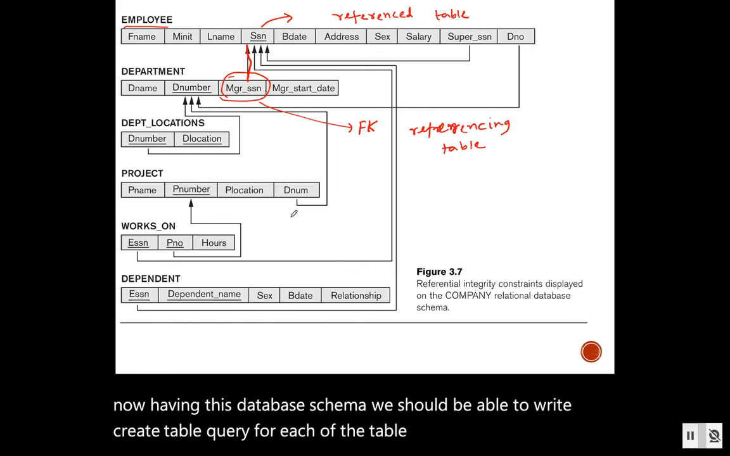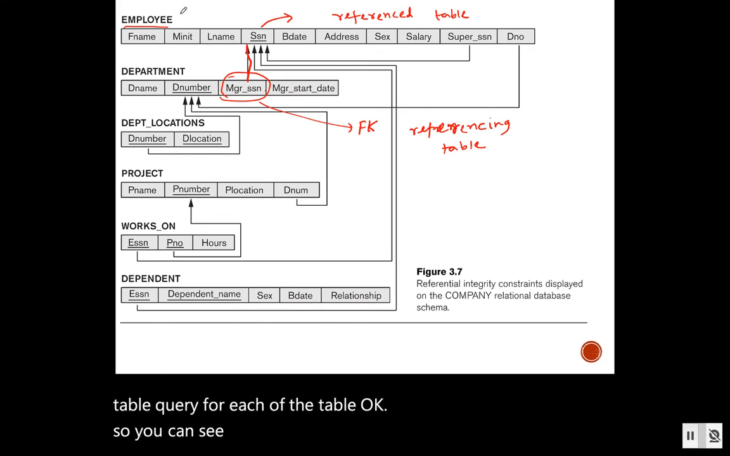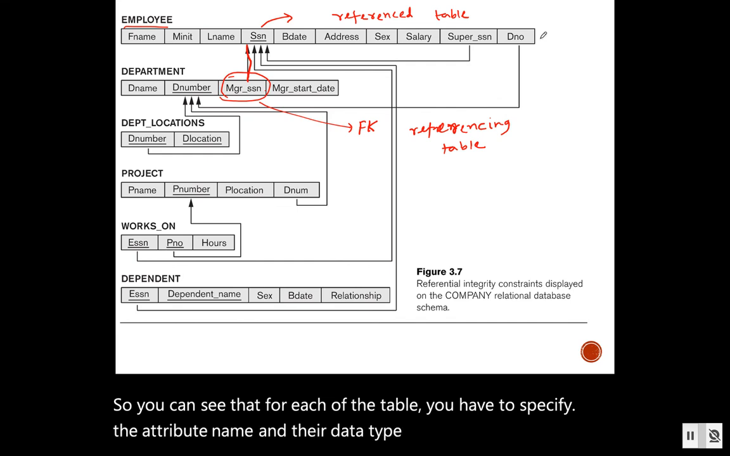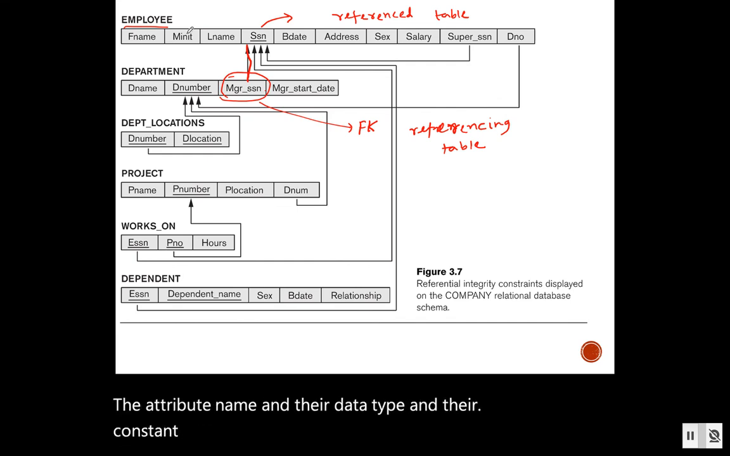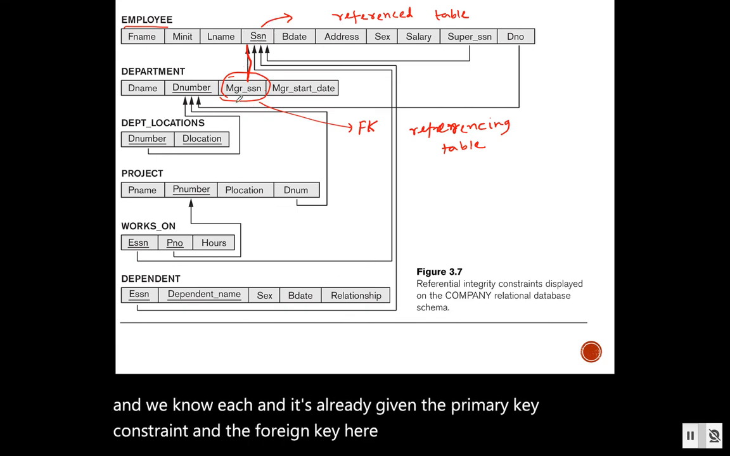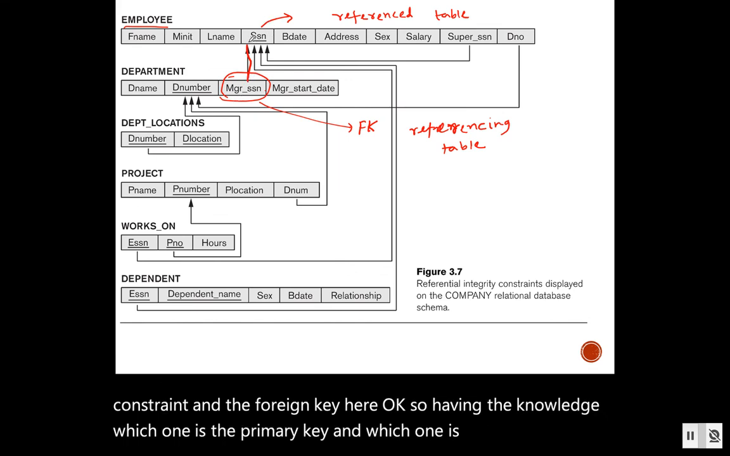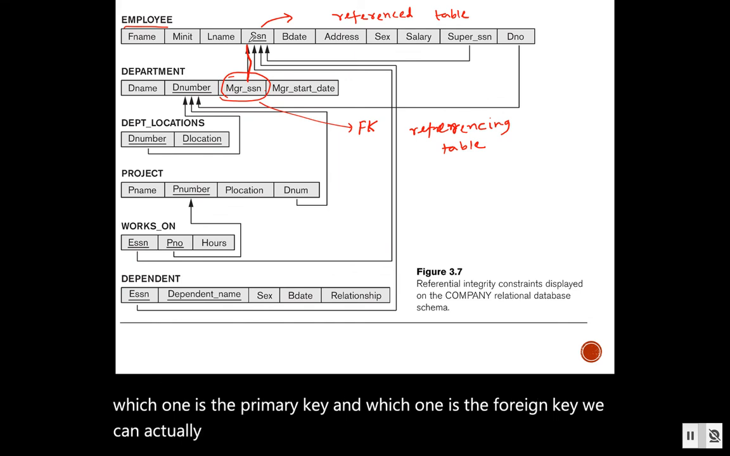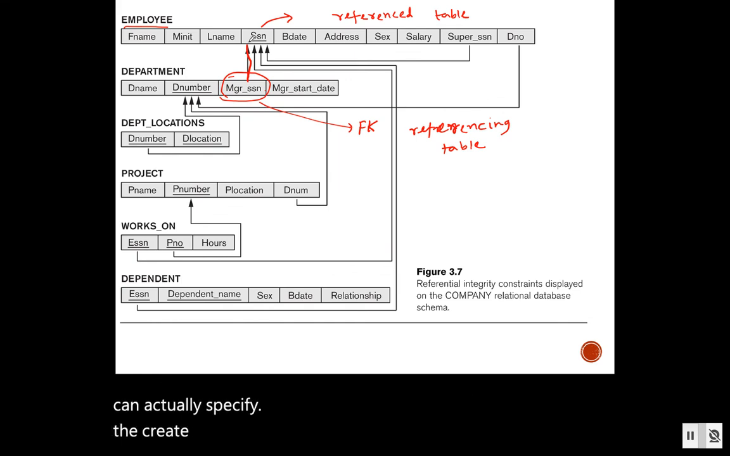Okay, so you can see that for each of the tables we have to specify the attribute names and their data types and their constraints. We know the primary key constraint and the foreign key are already given here. So having the knowledge of which one is the primary key and which one is the foreign key, we can specify the create table statement for each of the relations, or each of the tables, here.